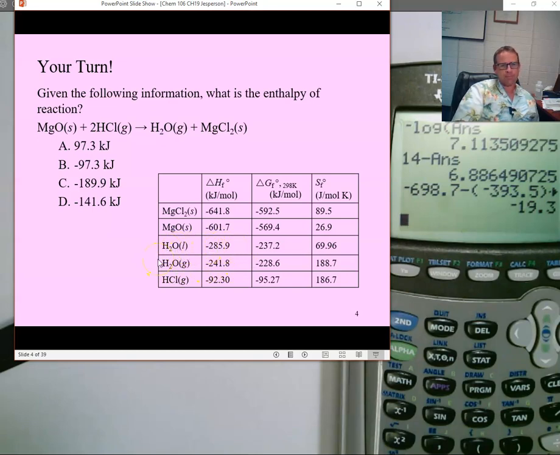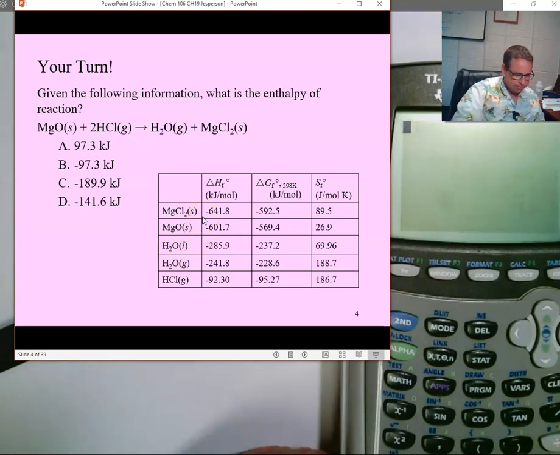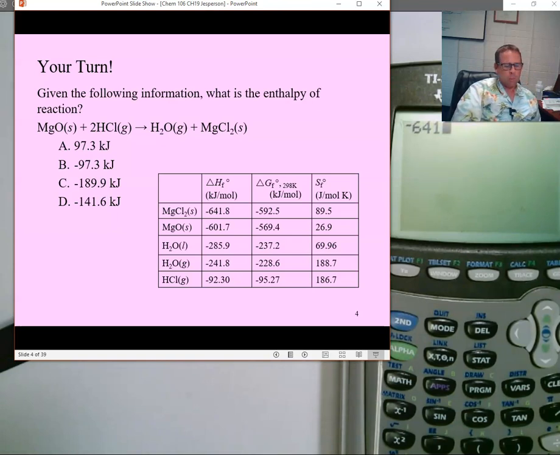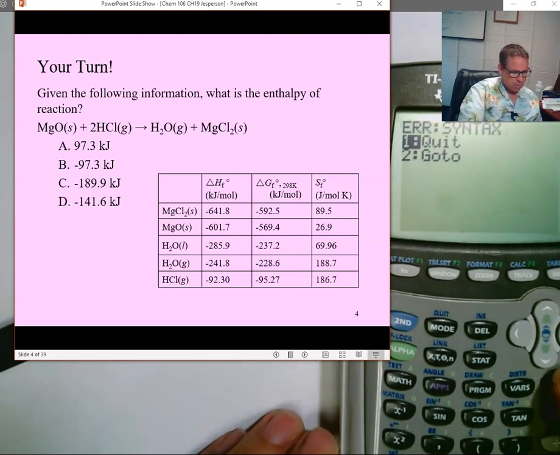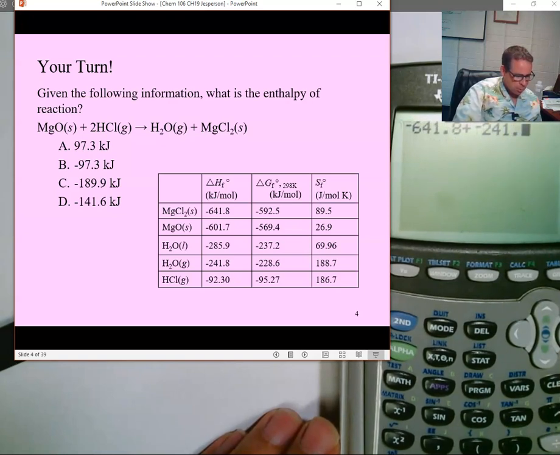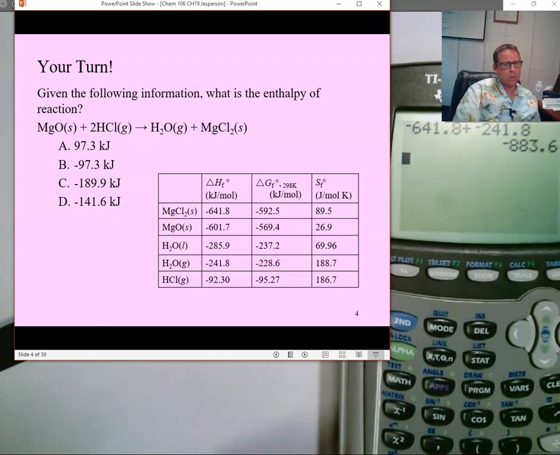Very good. So in my calculator, I have to take negative 641.8. I'm going to add that to my negative for the gaseous water, negative 241.8. So I have a negative 883.6. And so that's my product side.